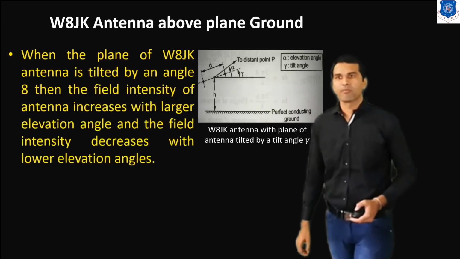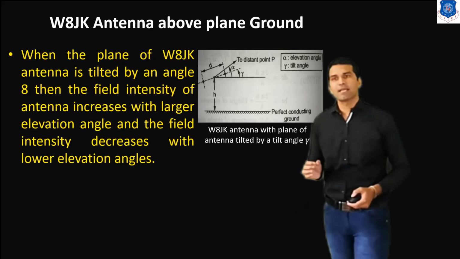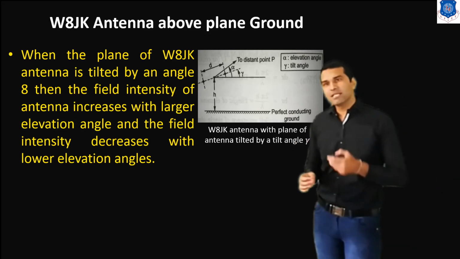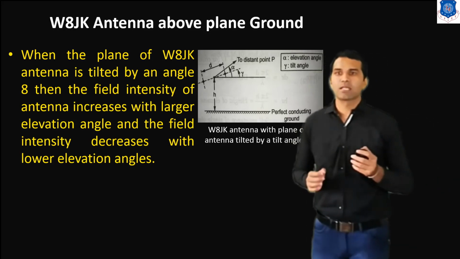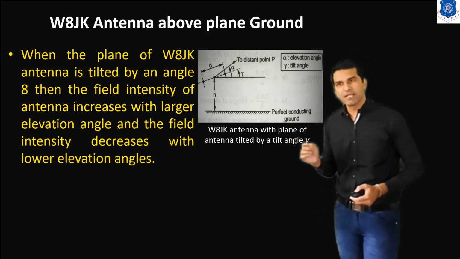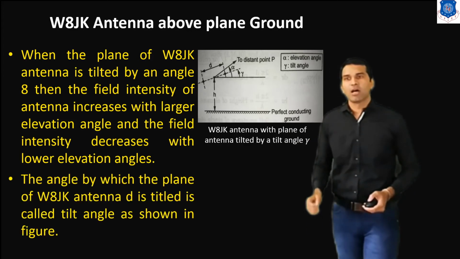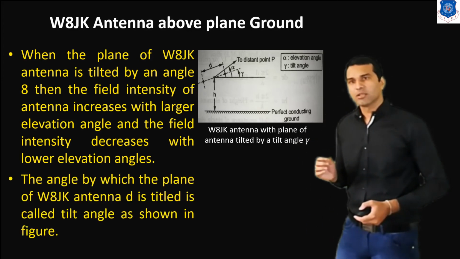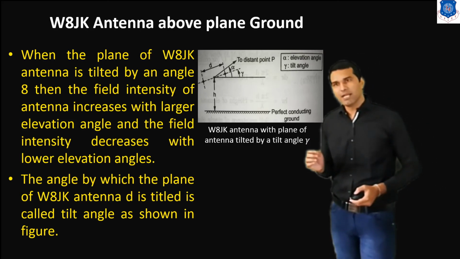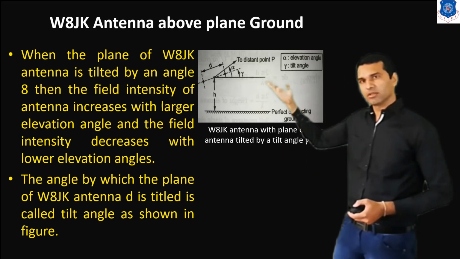Now, when the plane of the W8JK antenna is tilted by an angle, the field intensity of the antenna increases at large elevation angles and decreases at lower elevation angles. The angle by which the plane of the W8JK antenna is tilted is called the tilt angle, as shown in this figure.